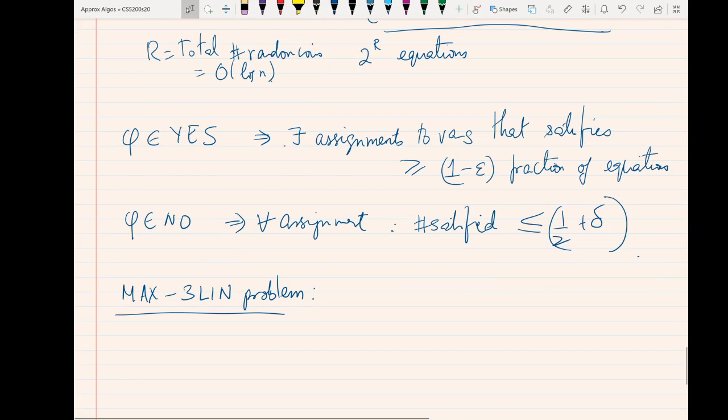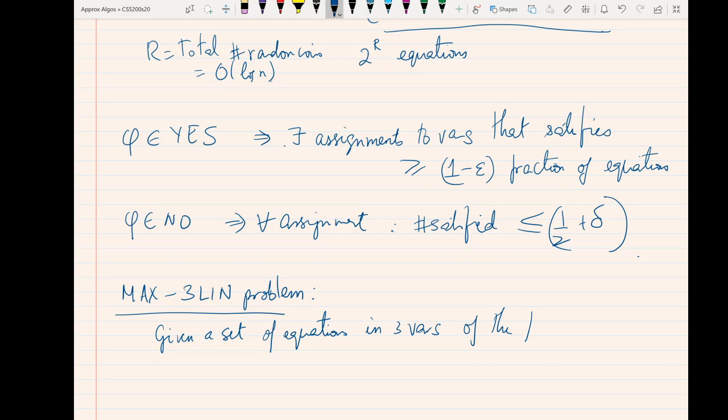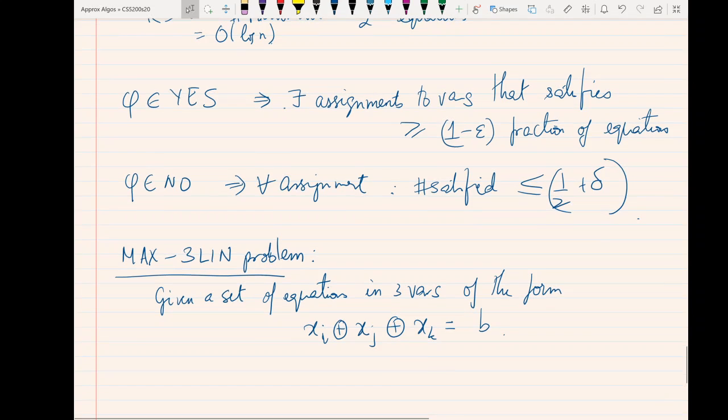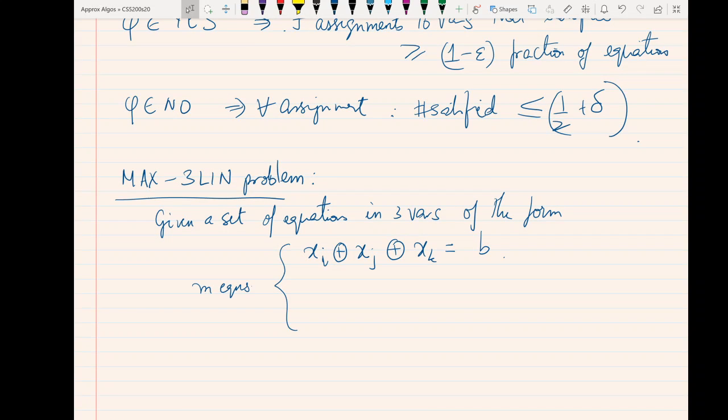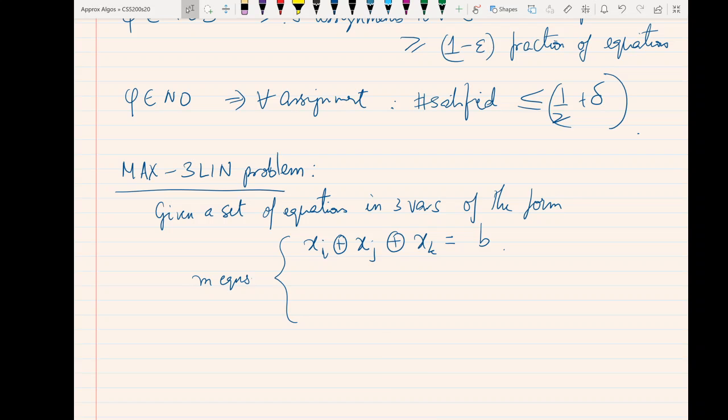in which you're given a set of equations in three variables, of the form xi XOR xj XOR xk is equal to b. So these are the equations, and you might have m equations, where the xi's are 0, 1 and the b's are fixed constants that are given to you. How many of these can you satisfy?